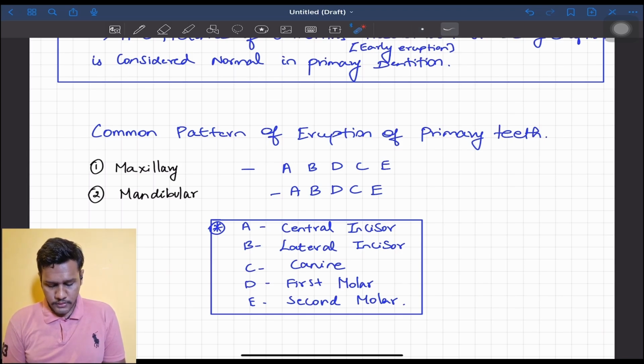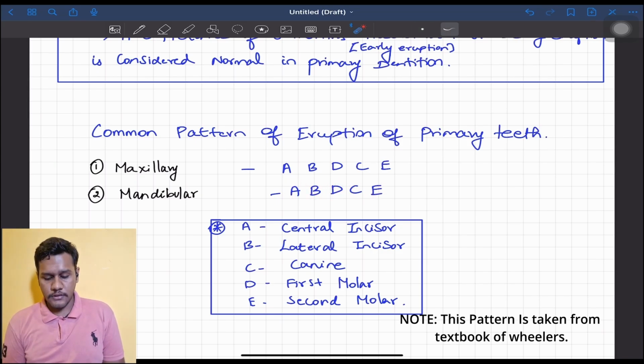The first tooth to erupt in the maxillary arch is the central incisor, followed by the lateral incisors. Then, before the eruption of the canine, comes the first molar. Then the canine will erupt, then the second molar. As I already said, the last tooth to erupt in the primary dentition is the maxillary second molar. The same way in the mandible: central, lateral, first molar, canine and second molar.